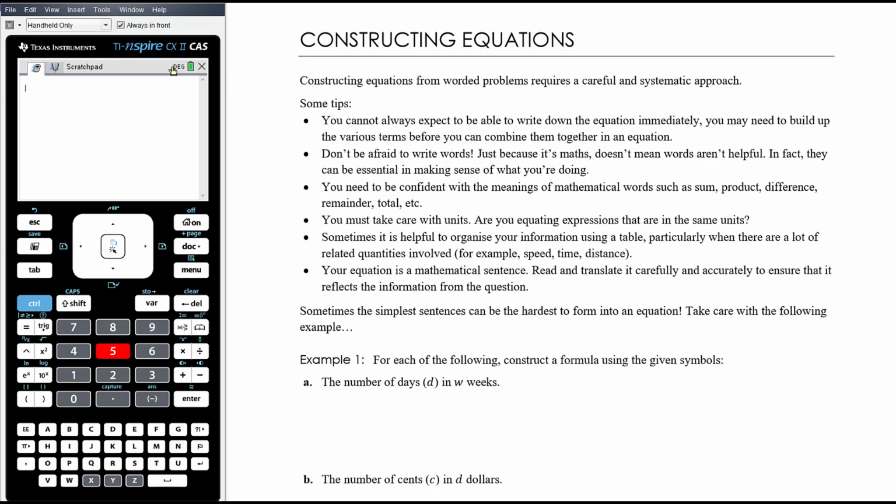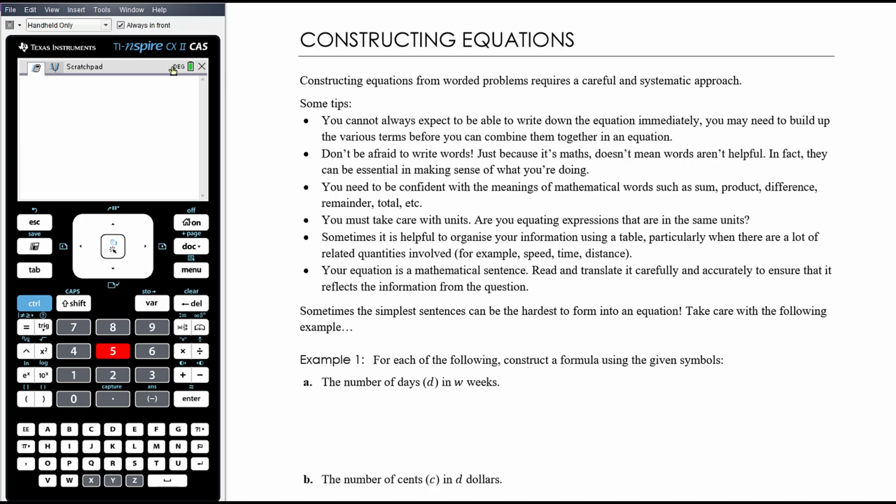Again, there's 4 quantities there. There's 2 people, and there's 2 different time periods. Organise that information first, then work out how you can build an equation from it. And your equation is a mathematical sentence. Read and translate it carefully, to ensure that it accurately represents the information in the question.